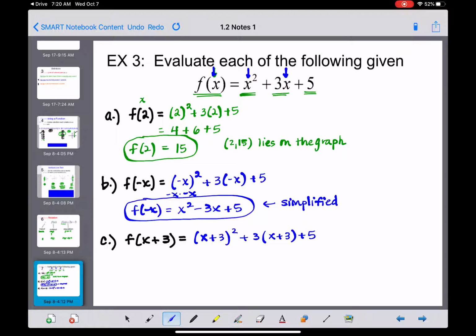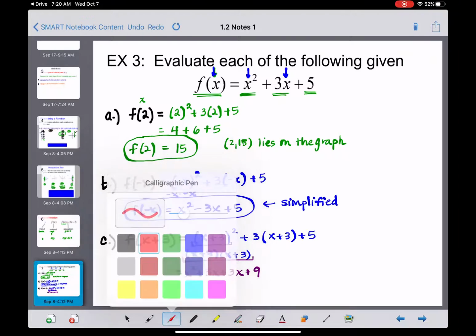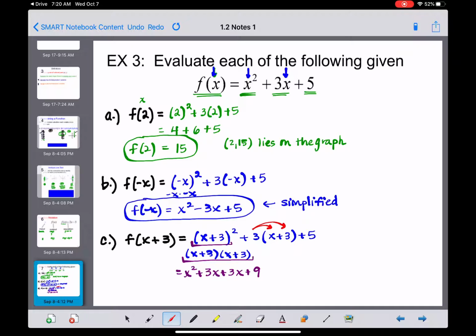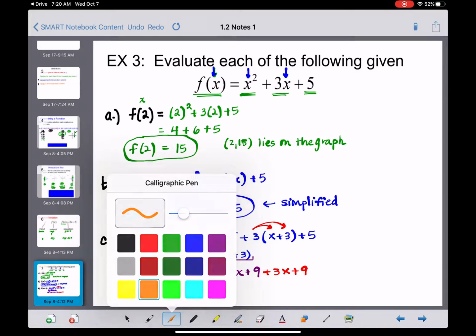So here we have to remember what it means to square it, and we talked about that on the last one, but to square something means to multiply it by itself. So please do not say that that is x squared plus 9, because it's not. Okay, I'll go ahead and change my color here. So if we distribute that, we're going to get x squared plus 3x and another 3x. So if you're comfortable saying plus 6x, that would be great, plus 9. Okay, so that's what I get when I distribute here, or x plus 3 quantity squared. Then we're going to distribute this 3 through, so plus 3x plus 9. And then we're going to have the plus 5 at the end.